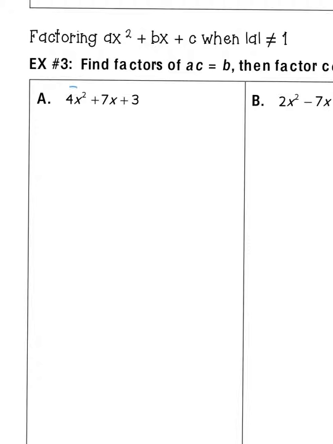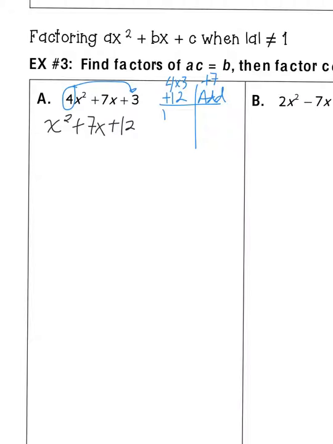So we're going to multiply the 4 times the 3. That's going to give us a new trinomial, x squared plus 7x plus 12. 4 times 3 is a positive 12. So that means that our product of 4 times 3 was a positive 12, meaning we're going to add because it was positive, and we're looking for the middle term of positive 7. So I've got 1 and 12 add to give me 13. 2 and 6 add to give me 8. 4 and 3 add to give me 7, and that's what I'm looking for.